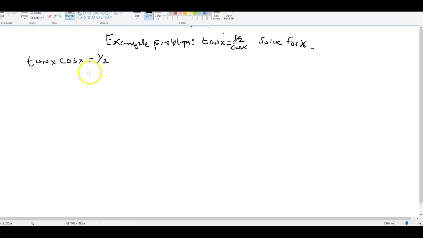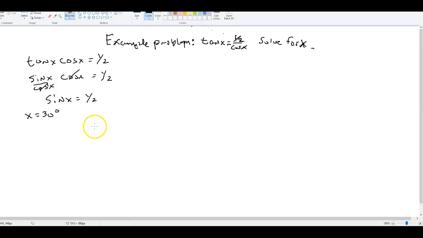So I'm going to keep simplifying, right? The next simplification step would be sine x over cosine x times cosine x equals 1/2. Cosine x is canceled out, and I get sine x is equal to 1/2. Now, knowing what you know about trig right now, if I say solve for x, the answer would have to be where the sine curve gives me 1/2. And so if I think about that for a moment, I would get, well, x is equal to 30 degrees.